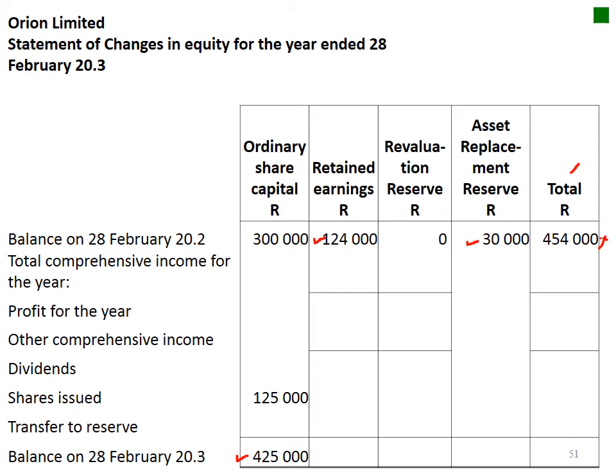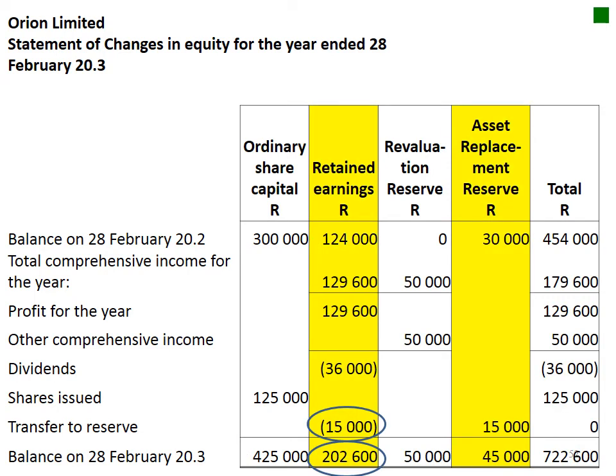But basically this total column is adding the 300,000, the 124,000 and the 30,000 together. So we'll see in the ordinary share capital, remember we had the shares that we'd issued during the year, 50,000 shares at R2.50 each. So the 50,000 times 2.50 means we had shares that we issued of 125,000, and it means that the actual balance of share capital at the beginning of the year was 300,000. So the 300,000 is the 425 minus the 125.